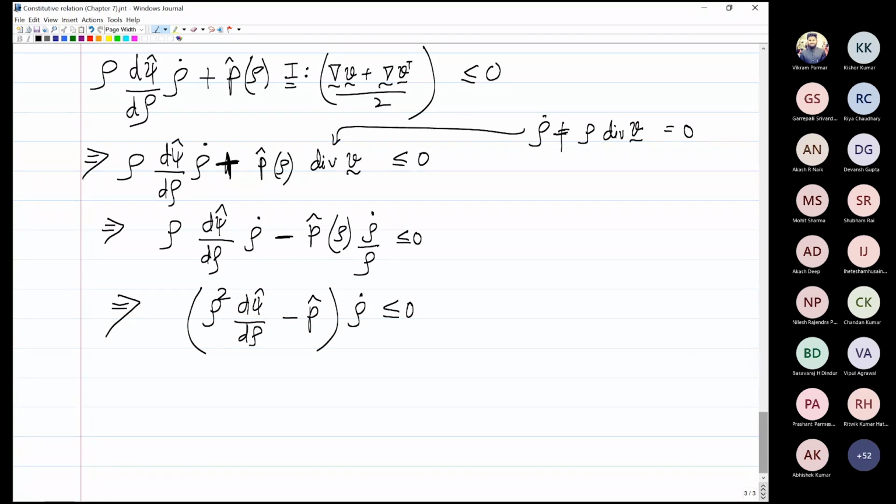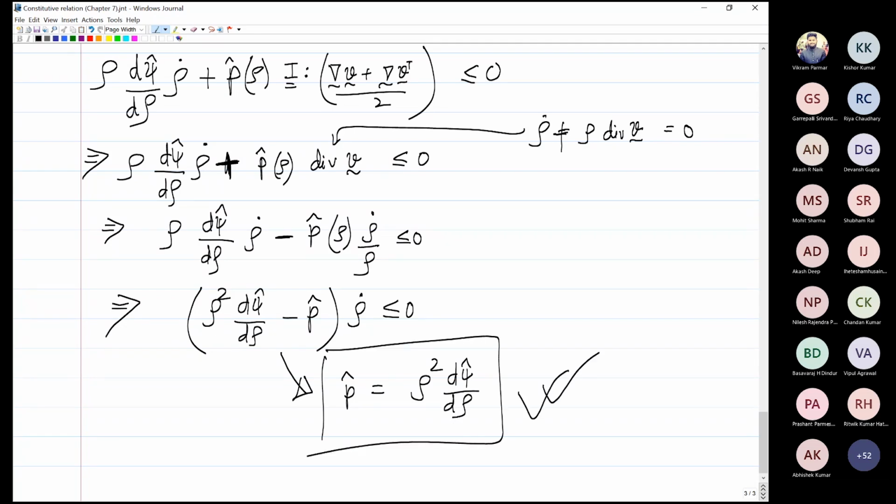Okay, so we are almost done. Now you see, in this inequality, your rho dot can be either positive or negative. Rho dot can be anything, the change in rho. So for this inequality to be satisfied, the thing inside the bracket must be equal to 0. What this means is that p hat is equal to rho square d psi hat by d rho. So that's the restriction from the second law of thermodynamics, that the pressure function and the psi hat function can't be independent. Pressure function must be equal to rho square d psi by d rho.